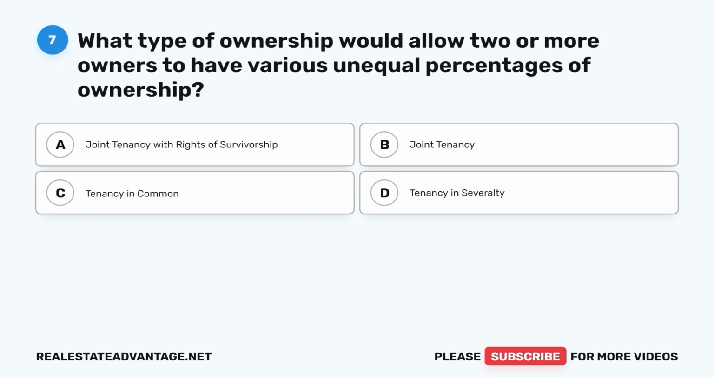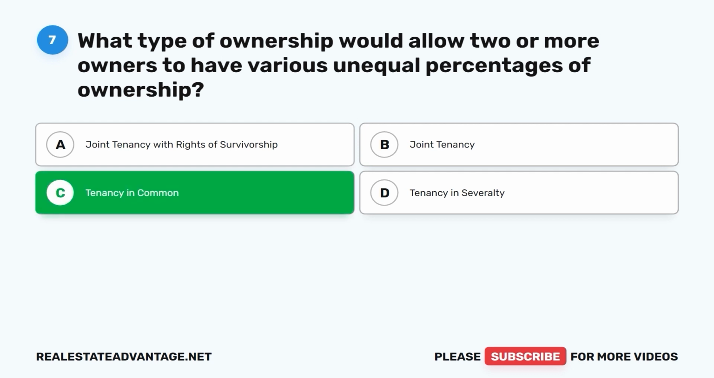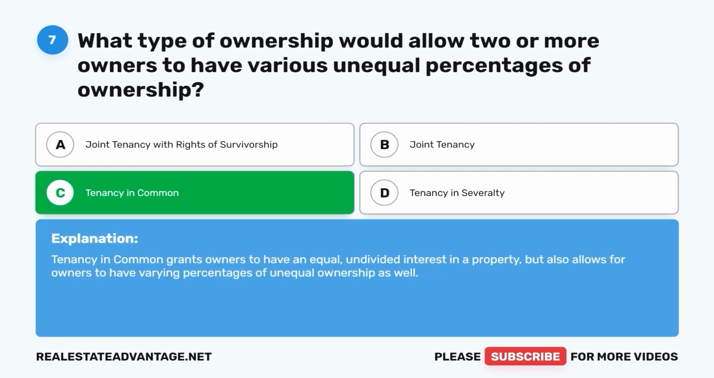Question 7. What type of ownership would allow 2 or more owners to have various unequal percentages of ownership? A. Joint tenancy with rights of survivorship, B. Joint tenancy, C. Tenancy in common, D. Tenancy in severalty. The correct answer is C. Tenancy in common. Tenancy in common grants owners an equal, undivided interest in a property, but also allows for owners to have varying percentages of unequal ownership as well.